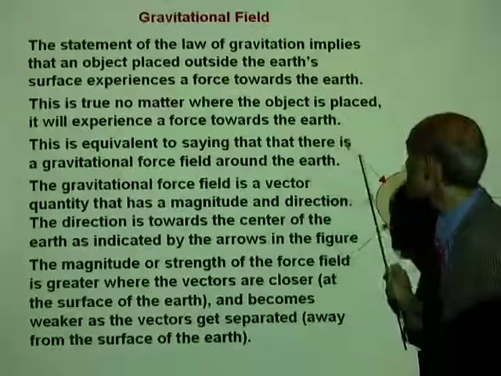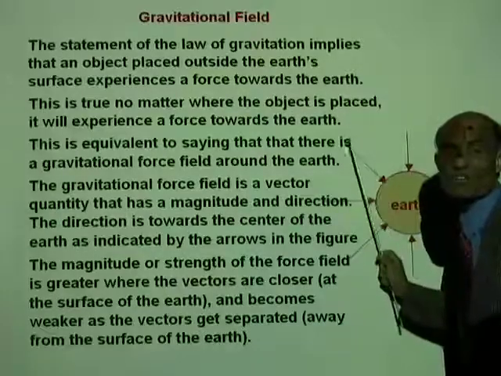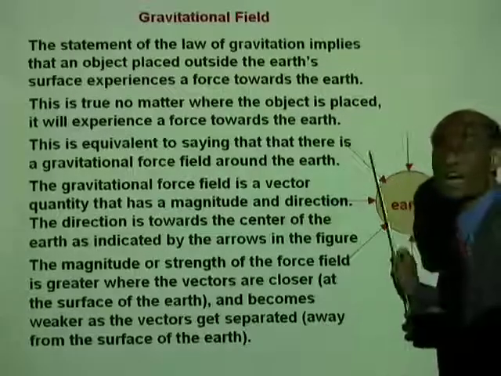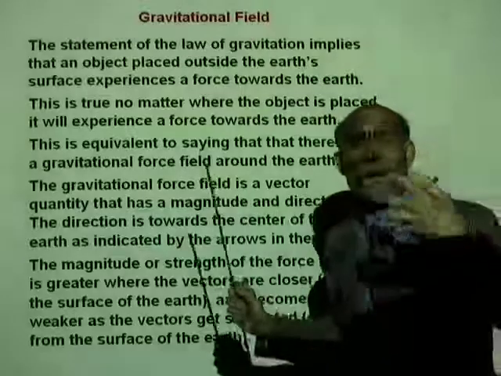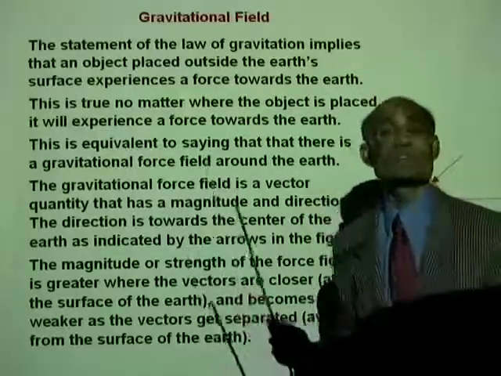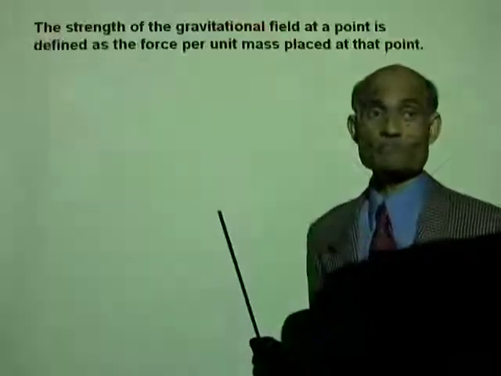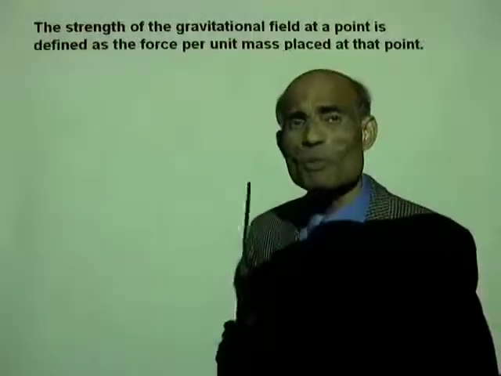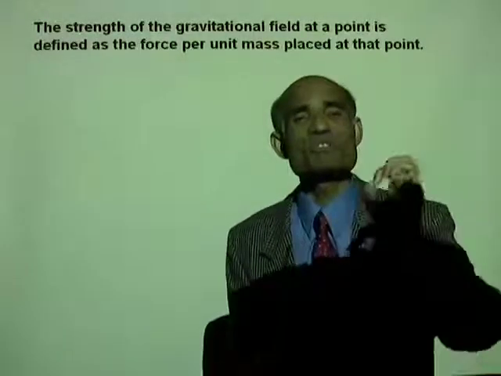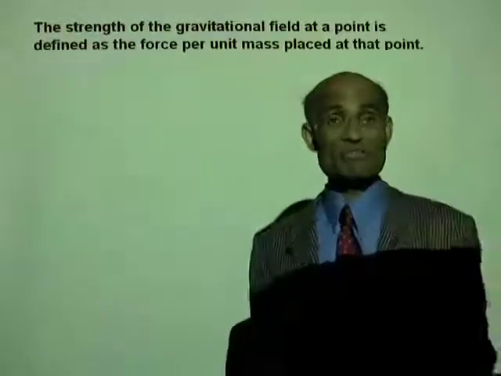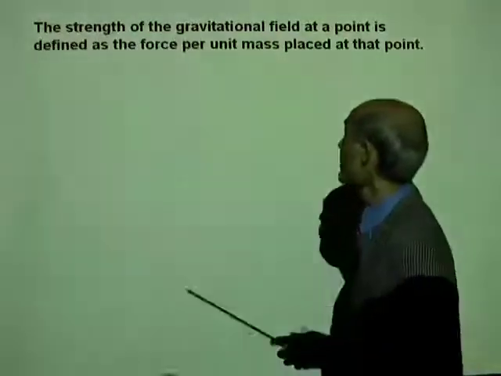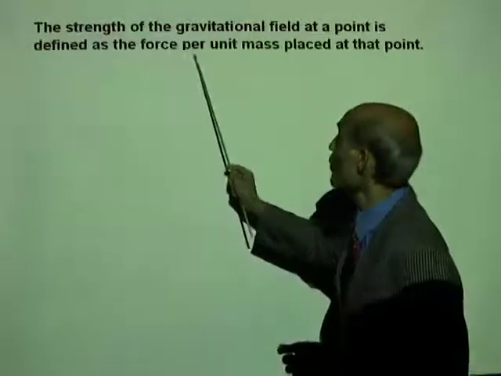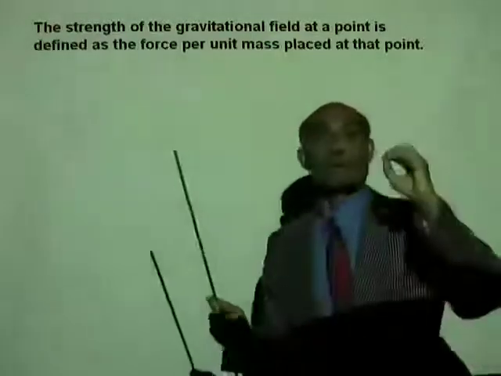So the distance between these field lines, these lines can be called field lines, indicates how strong or how weak the force field is. Well, there is a definition for the strength or the magnitude of the gravitational field at a point. It's a standard definition. Now I want you to learn this. The strength of the gravitational force field at a point is defined as the force per unit mass placed at that point.